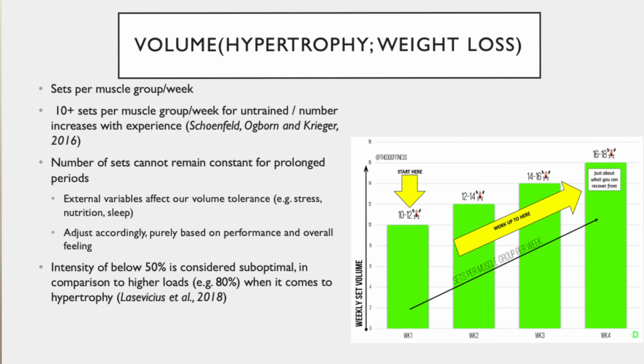So what the current literature suggests is more than 10, especially for untrained individuals, starting off from 9 or 10 and moving upwards, will produce enough stimulus for you to gain muscle. Obviously, the more trained you are, the number increases, so you have to go up to like 20, 25, even 30 sets per muscle group per week, as long as you can recover from them. Although the number of sets cannot stay the same for prolonged periods of time, mainly because there are so many variables that can affect how much volume we can take.